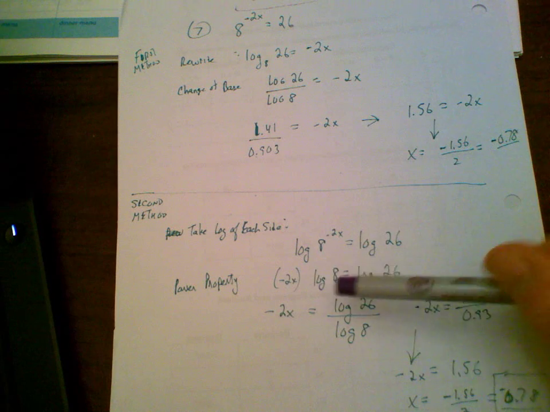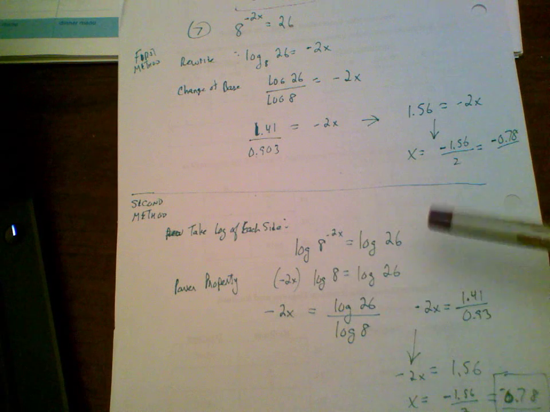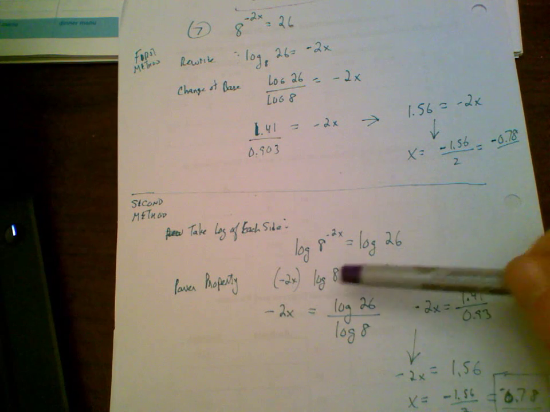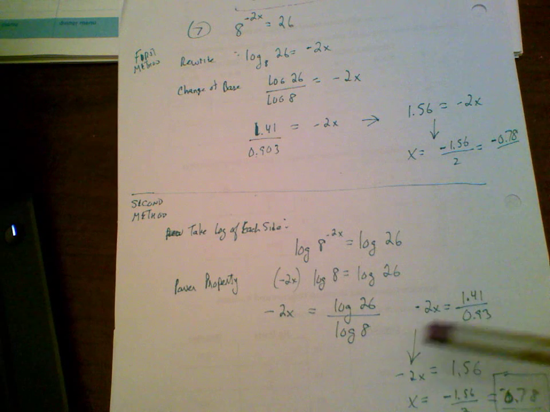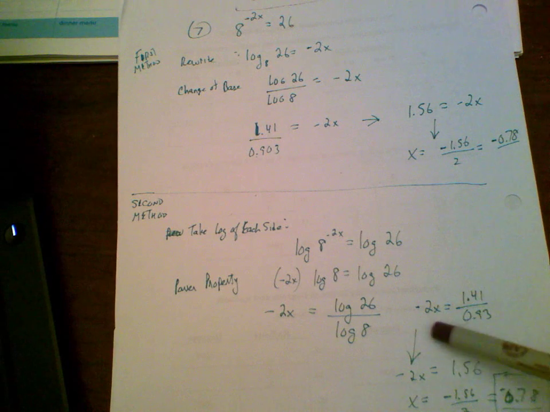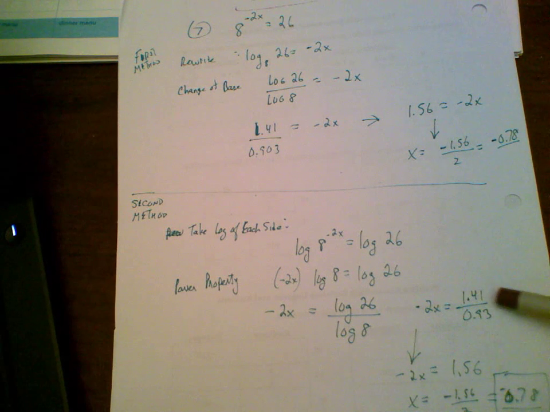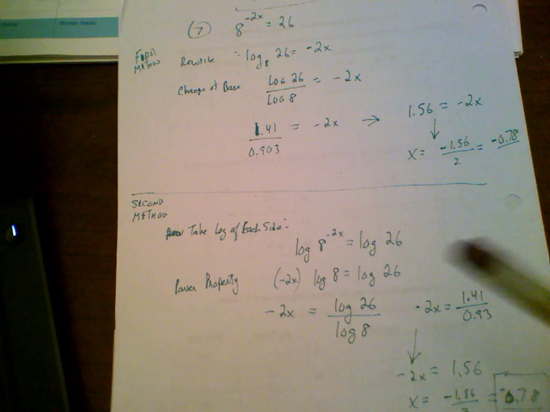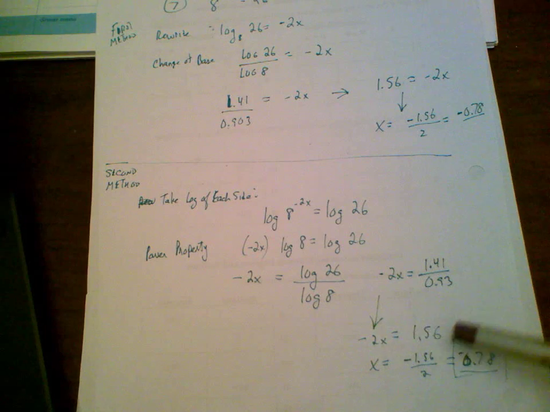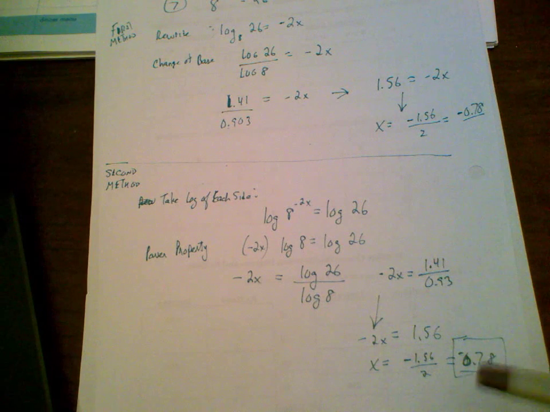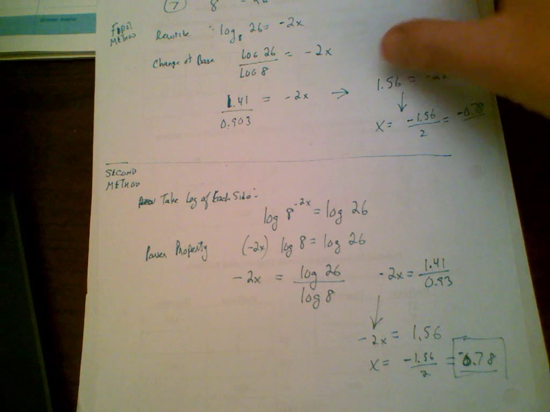Negative 2x, divide each side by the log of 8, excuse me. So I wind up with negative 2x equals the log of 26 over the log of 8. Calculations just like we had before, negative 2x equals 1.41 over 0.903. That gives me the same thing as above. Isn't that convenient? Negative 2x equals 1.56. Finish solving through. X equals negative 0.78.